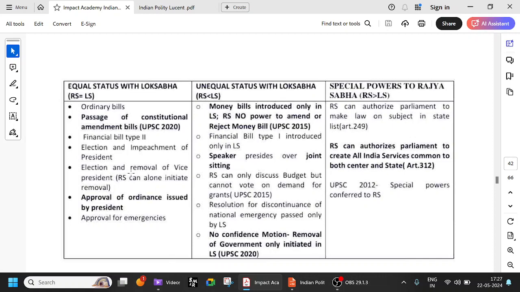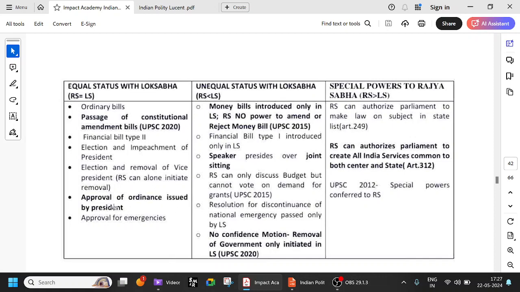Election and removal of vice president. Rajya Sabha alone can initiate removal, because the vice president is the de facto chairman of the Rajya Sabha. If you want to remove the speaker, that removal of speaker resolution can be initiated only in the Lok Sabha. Similarly, for the vice president, who is the chairman of the Rajya Sabha, only the Rajya Sabha can initiate the removal. So, election and removal of vice president.